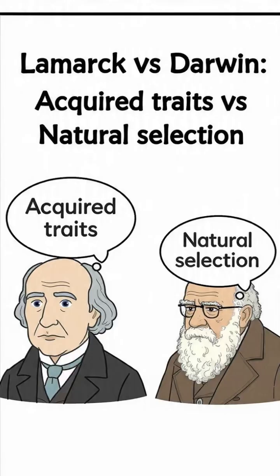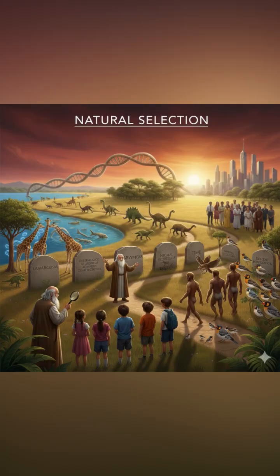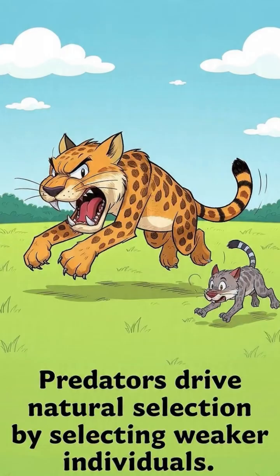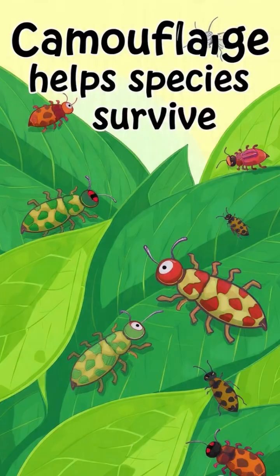Now, natural selection. Predators chasing prey show selective pressures in action. Only prey with advantageous traits survive to reproduce. Camouflage allows insects to blend into leaves, hiding from predators. Adaptive traits like these are naturally selected over generations.